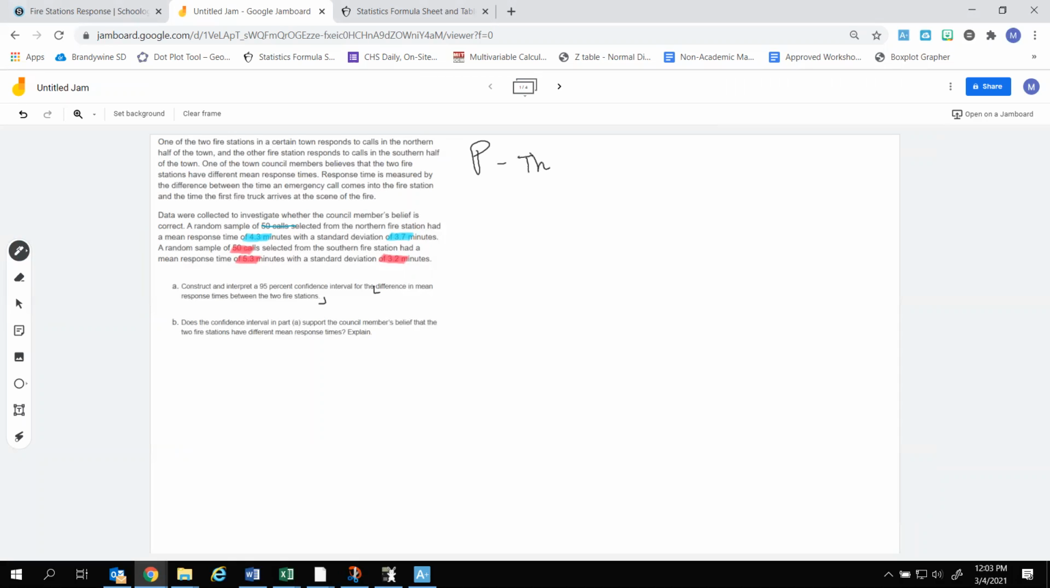So the true average difference in response times between the two fire stations. You can just say, if you want to put it into context, the north and the south fire stations.